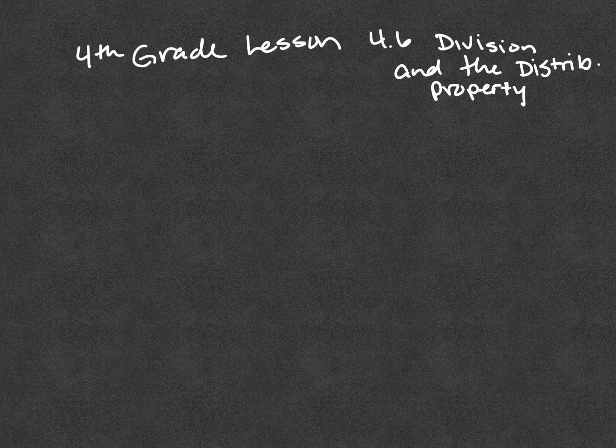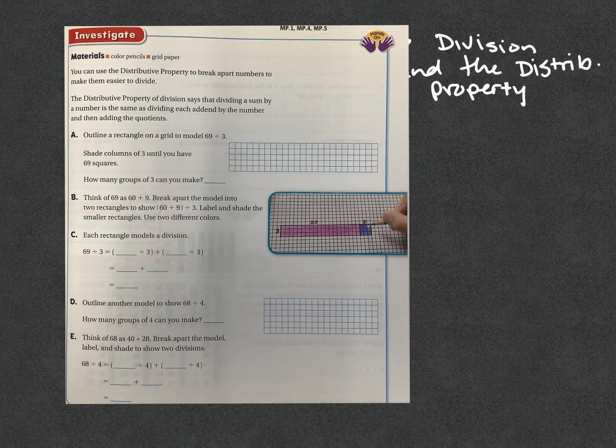But let's start by understanding what's happening, and the distributive property, pulling things apart and putting them back together again, is going to help us understand what's going on. So let's have a look. All right, so we start off with the model. We can use the distributive property to break apart numbers to make them easier to divide. The distributive property of division says that dividing a sum by a number is the same as dividing each addend by the number and then adding the quotients.